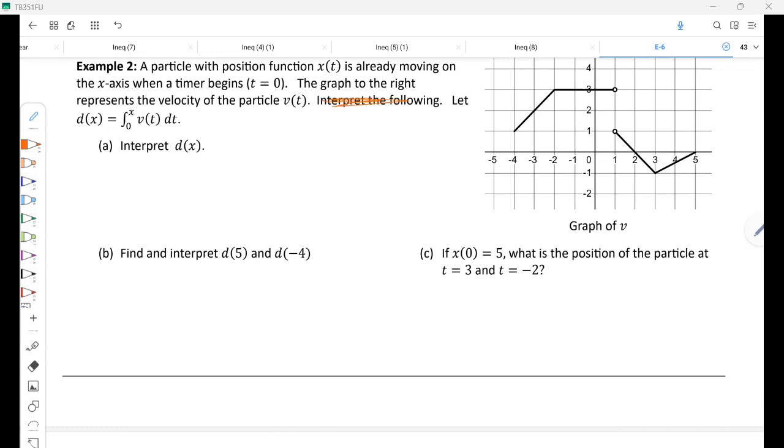Let d of x be the accumulation function, which is the integral from 0 to x of v of t dt. When I integrate the velocity, which is the, I didn't give you units here, the meters per second, the miles per hour, what do I figure out? The same question as we were doing up here. If I am integrating miles per hour, meters per second, what am I finding?